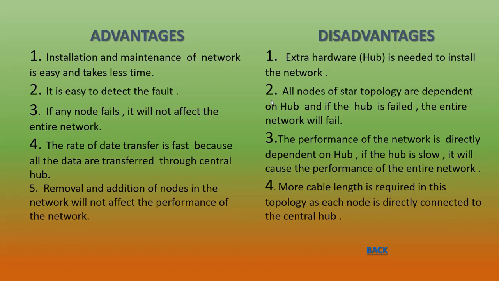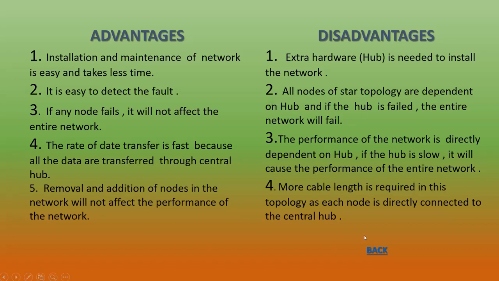The performance of the network is directly dependent on the hub. If the hub is slow, the entire performance of the network will also be slow. It needs more cable length because all the devices are directly connected to the hub. So, it needs more cable length than other topologies.